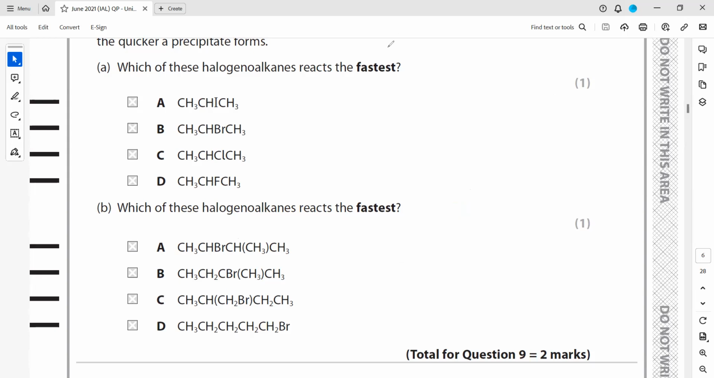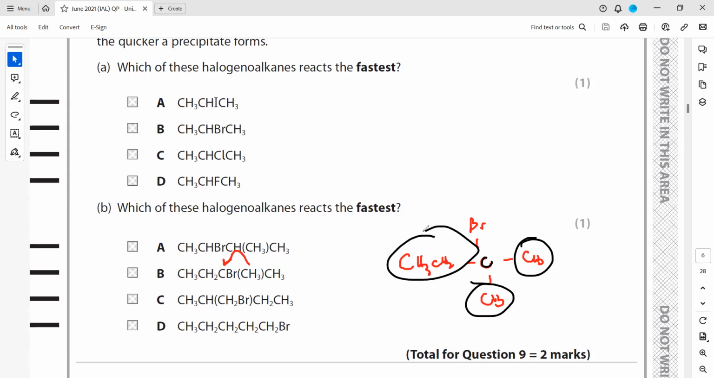When we check option B, which is CH2, CH3, CH2, CBr, CH3, and CH3, because this CH3 is in a bracket, it is connected with a carbon. So this carbon, which is attached to bromine, has three carbon chains or three alkyl groups around it. So it's a tertiary halogenoalkane, and the tertiary halogenoalkane reacts much faster than secondary or primary. That's why B will be the right answer.